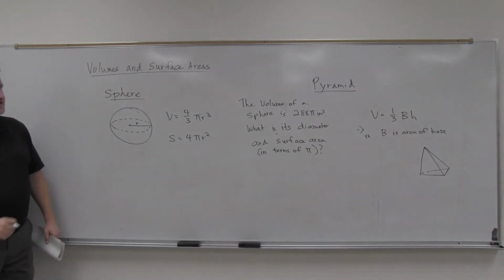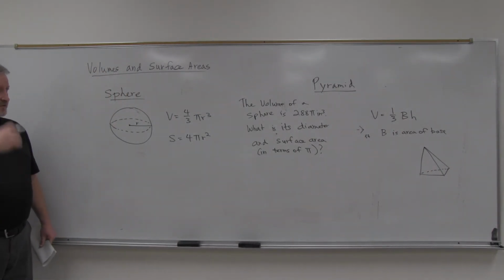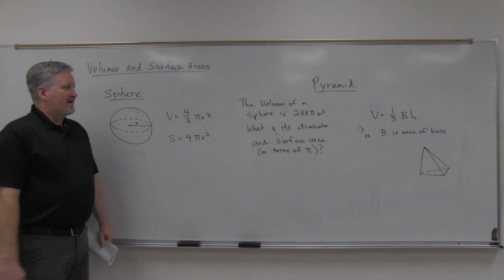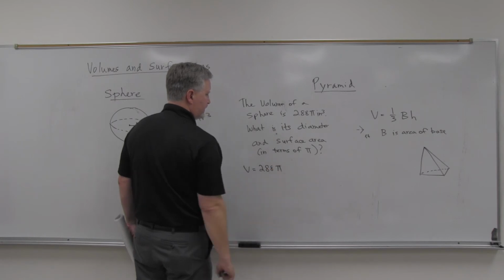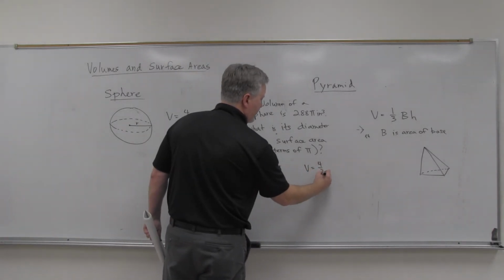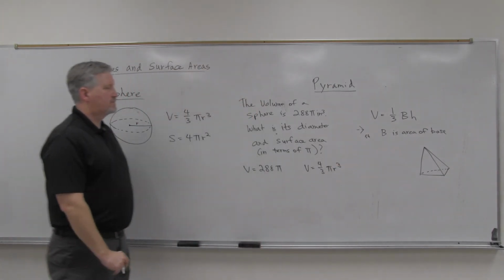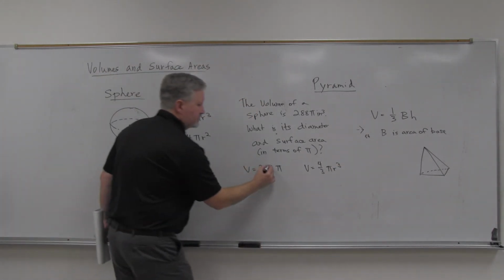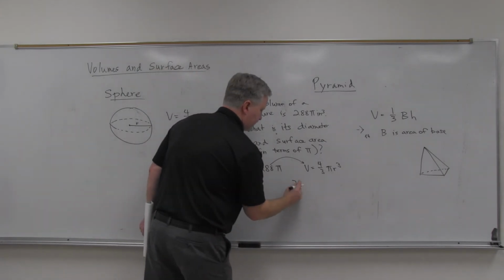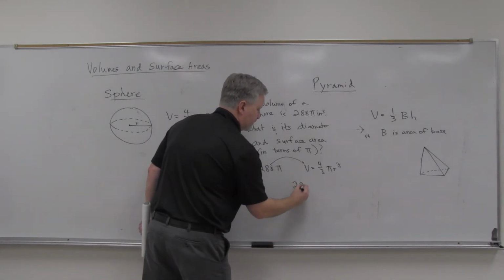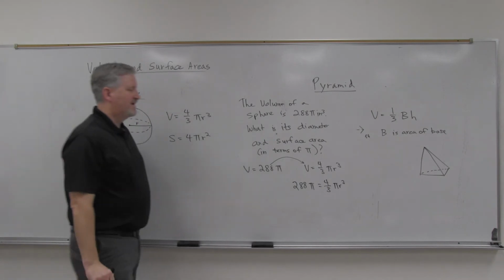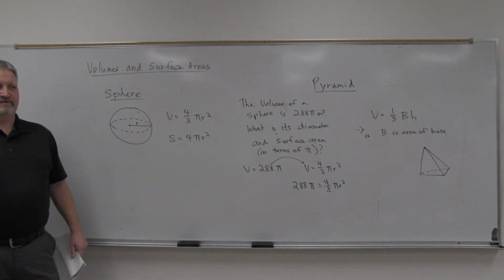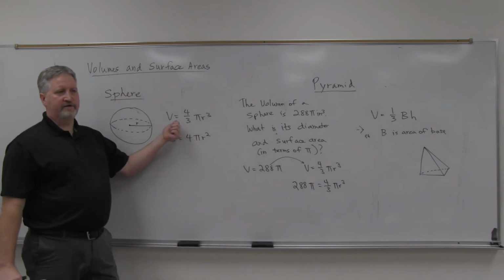Okay, this one is similar to one we talked about a couple minutes ago. I've got the volume is 288 pi. I know volume is 4/3 pi r cubed. Well, I can substitute the volume to be 288 pi. The deal is I've got to figure out the radius from that, so I plug the 288 pi into the volume formula.